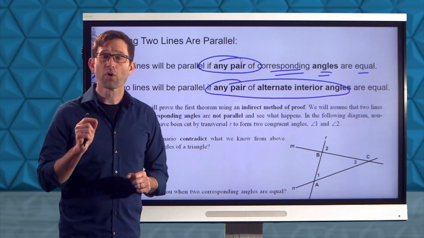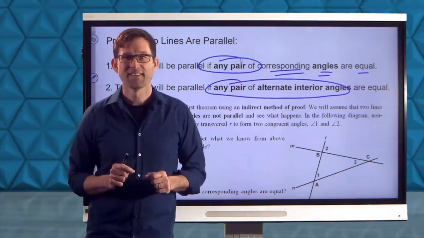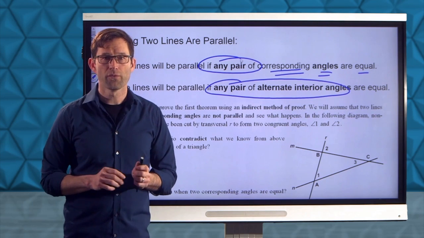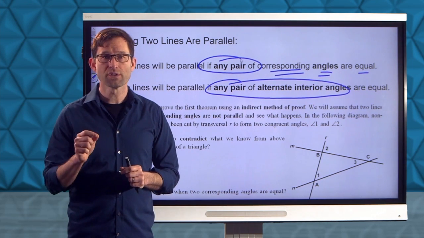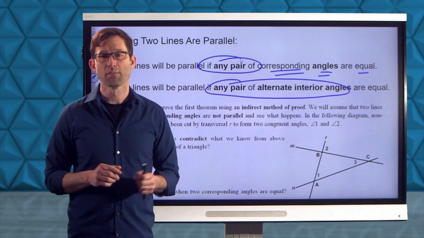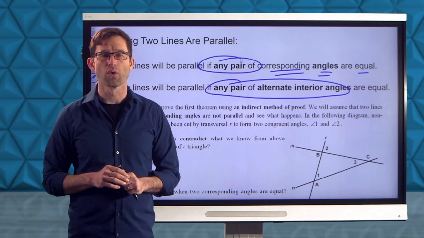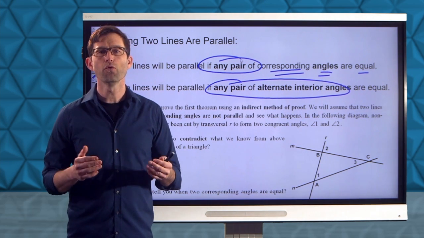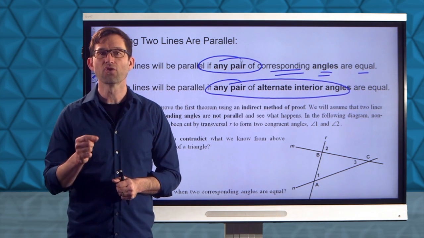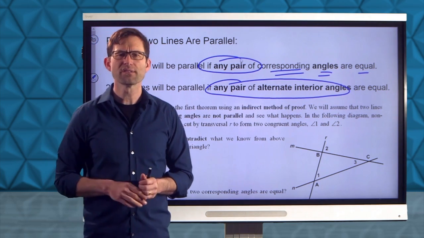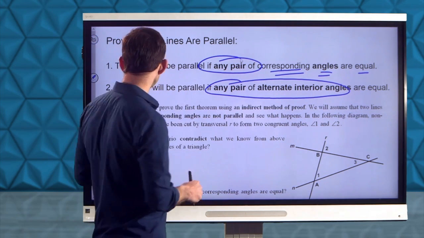Now, what we're going to do in the next exercise is we're going to actually prove that when two corresponding angles are equal, the lines must be parallel. And we're going to use a technique that we're not going to use a lot in this course, but it's what's known as a proof by contradiction or an indirect proof. All right? So let's take a look at exercise number 2.